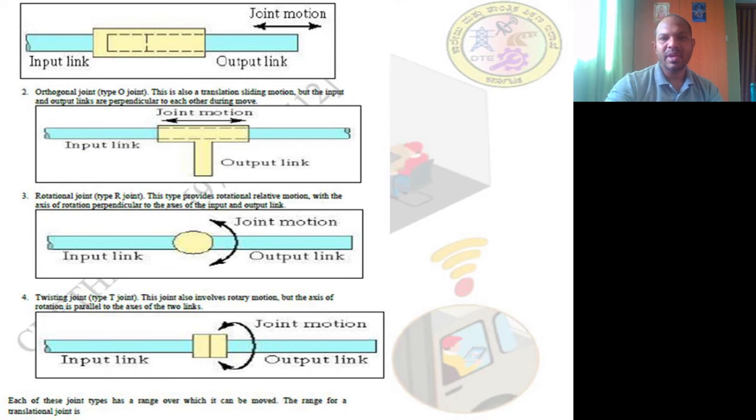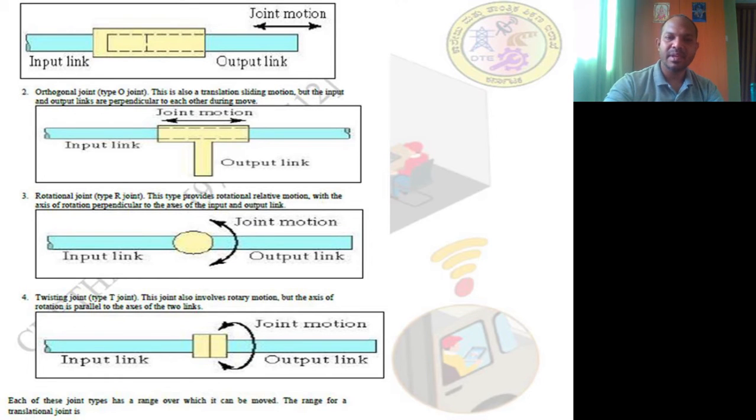This type provides a rotational relative motion with the axis of rotation perpendicular to the axes of the input and output links. Then the twisting joint, the T type joint. This joint also involves rotary motion, but the axis of rotation is parallel to the axes of the two links. This is called a twisting joint. Is it clear? It is denoted by T. R is for rotational joint.